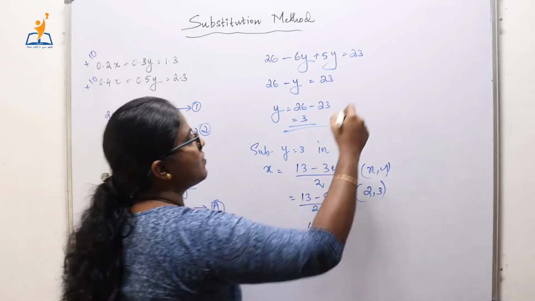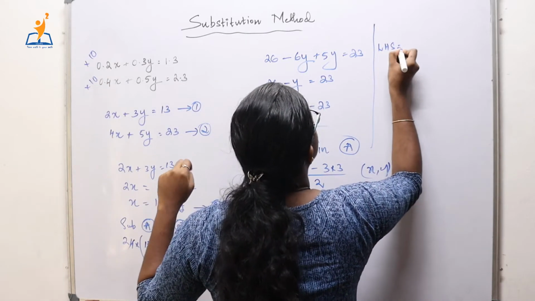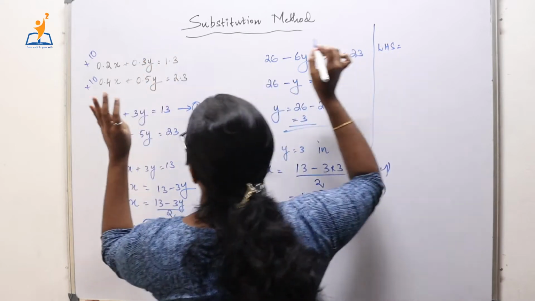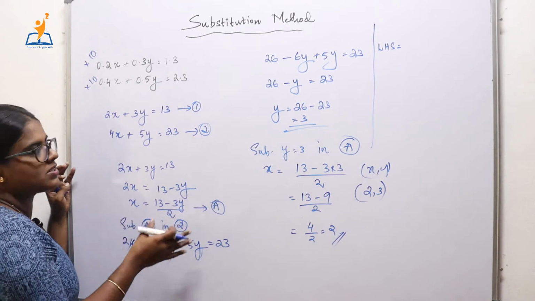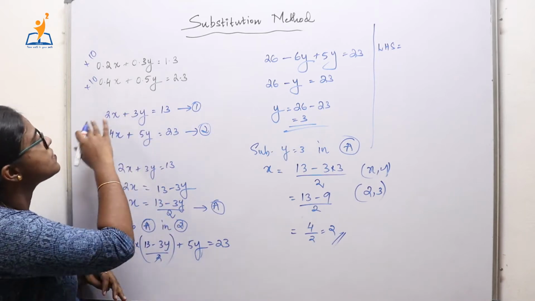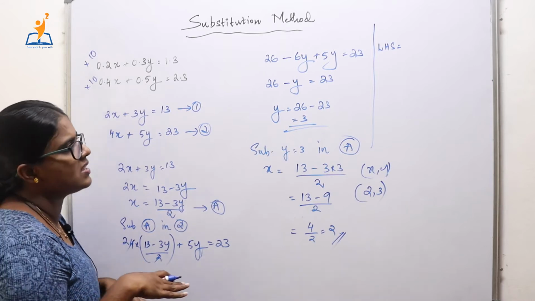So let's go for the verification part. Starting with the LHS. These two equations are converted into these two equations. Both of these equations are equal because we have multiplied both the equations throughout by 10. So there is no change in the equation.